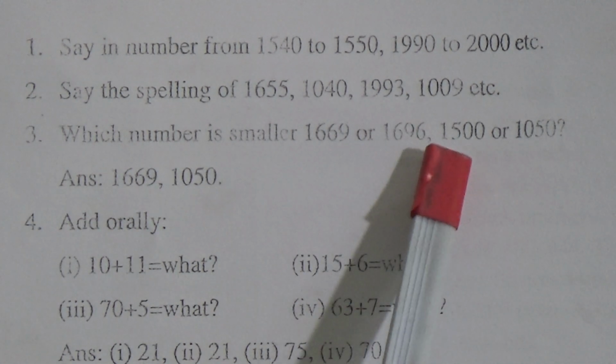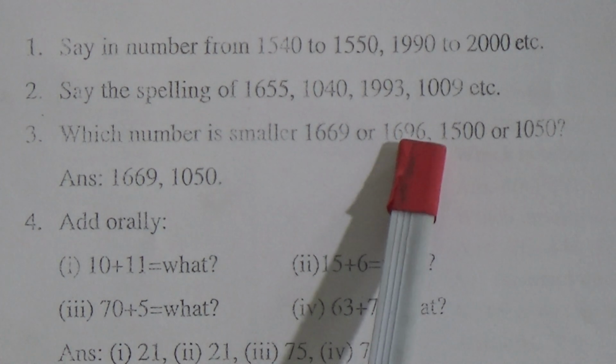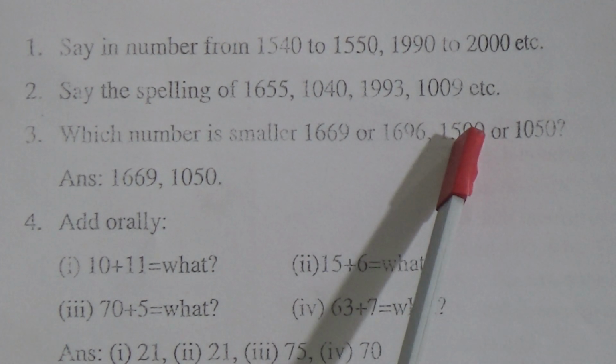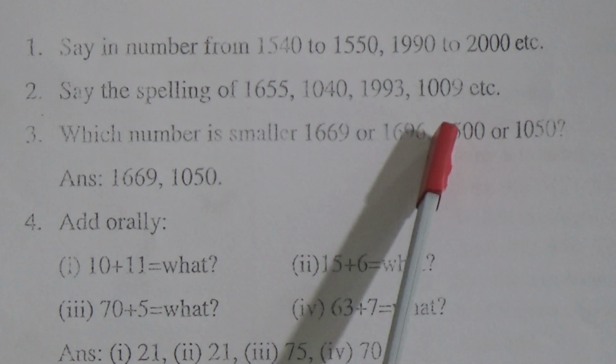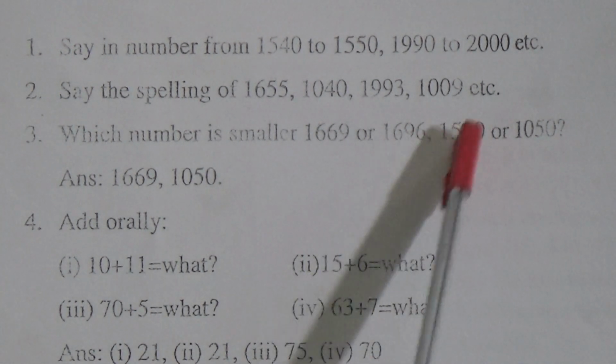Again, 1500 or 1050. From these numbers we notice the first one: the thousands place is the same. Next the hundreds place, here 5, here 0. So 0 is smaller than 5. So we can say 1050 is a smaller number than 1500.